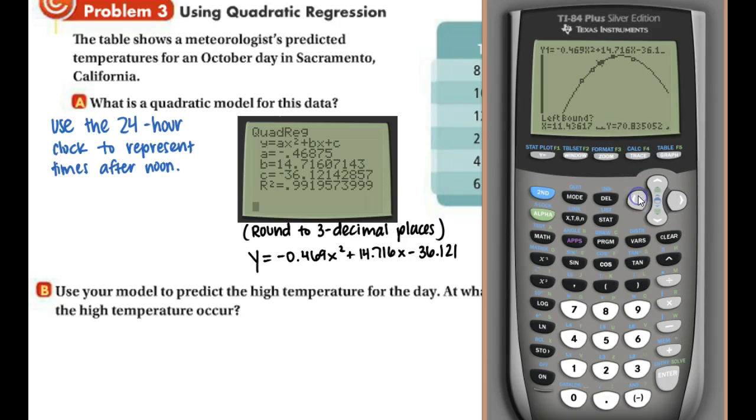So let's go to second calc and down to maximum, press enter. Now choose a point on the left side of the vertex, press enter. Now go over to the right side of the vertex. Choose any point on the right side, press enter, and then one more time enter. And now we're going to get a maximum value of approximately 15.69. And then that's our x value, and our y value is approximately 79.3.